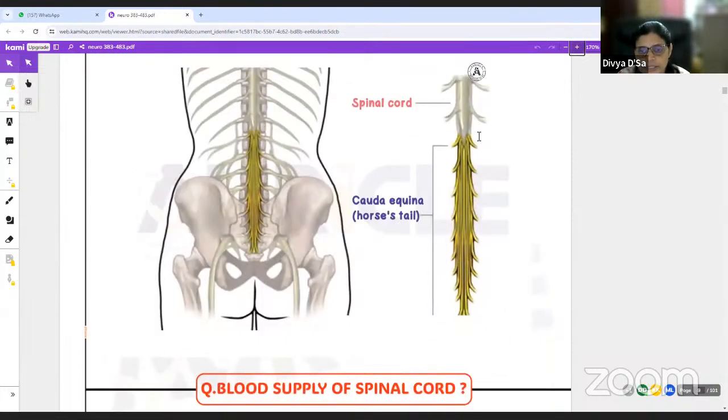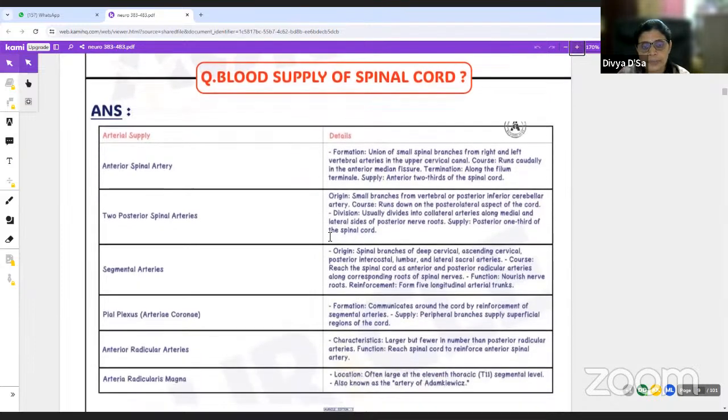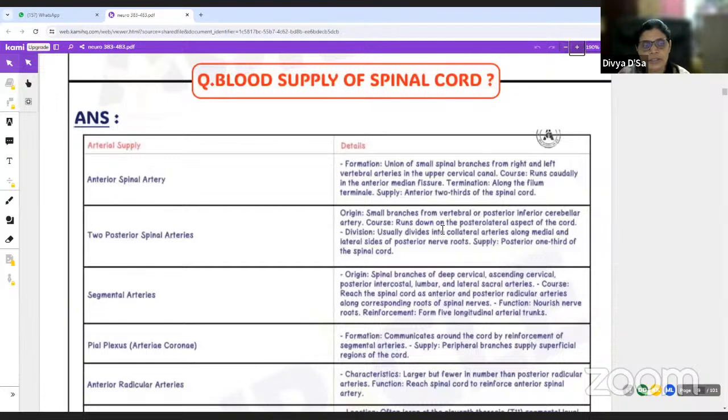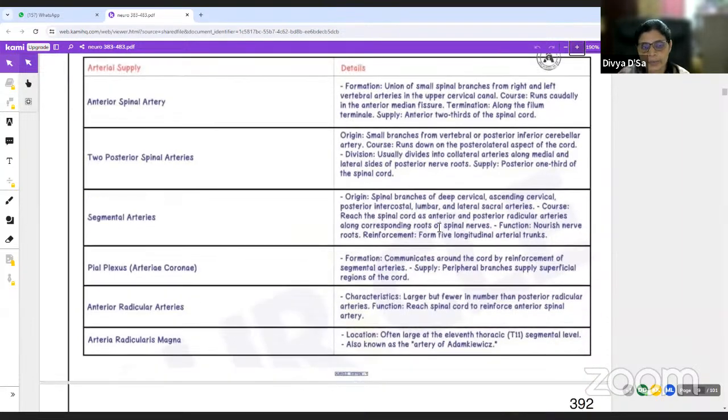So here you can see this is the cauda equina. Now, the blood supply of the spinal cord is very important. It is supplied mainly by the spinal arteries, the anterior spinal artery and a pair of posterior spinal arteries, and it is reinforced by the segmental arteries. So we will see what those are.